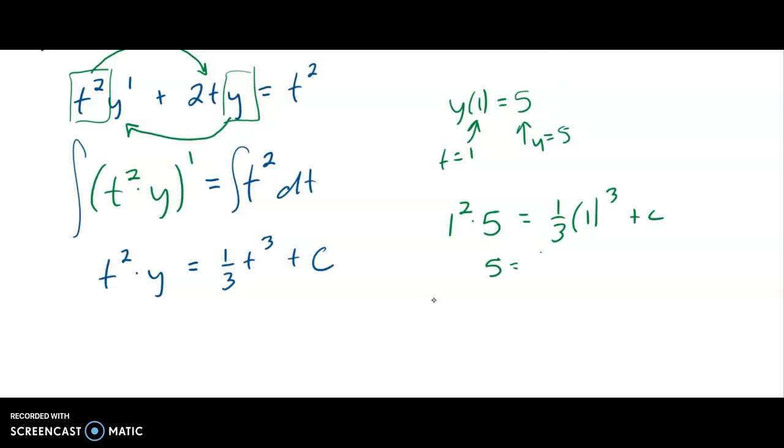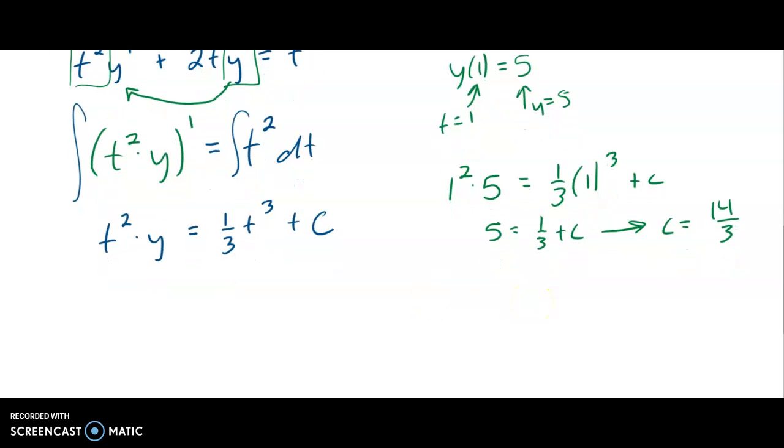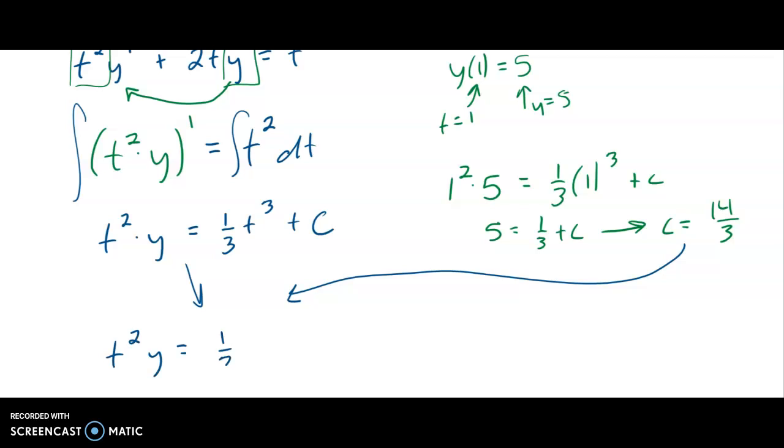So that gives me 5 equals 1/3 plus c. If you think about 5, it's really 15/3, so I can do some arithmetic with fractions and get that c is equal to 14 divided by 3. In my class, I always use a calculator for that, but you should still be able to do it by hand. So from there, our second to last step is to combine these two and get t squared y equals 1/3 t cubed plus 14 divided by 3.